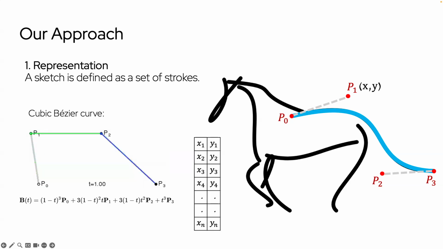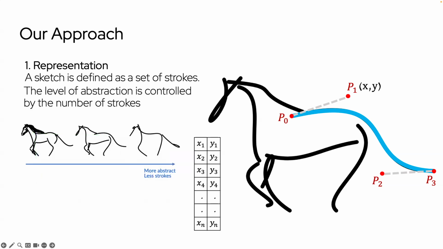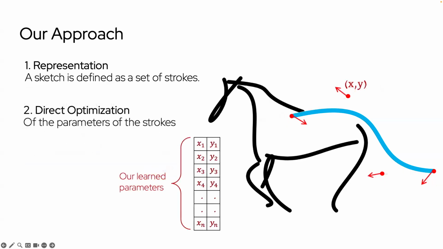Now, while this is a common representation for sketches, in this work specifically, we leverage this explicit control over parameters to also control the level of abstraction. So as I will show you, we will be able to use fewer strokes in our algorithm to force the algorithm to produce a more abstract sketch. Okay. And the second component of our method is that we don't train any big neural network here. Our only learned parameters will be these control points of the strokes, okay? And we want to learn how to move them around the canvas to form a drawing that depicts our desired concept.